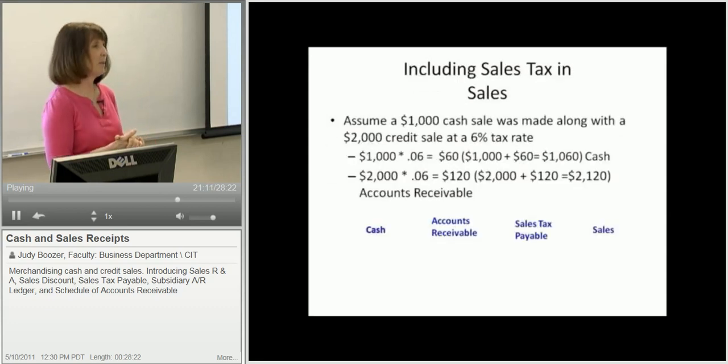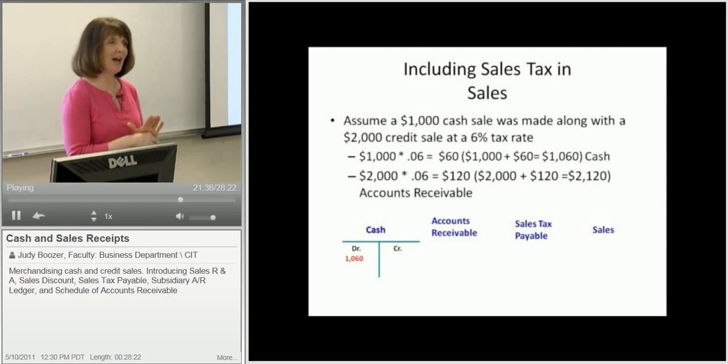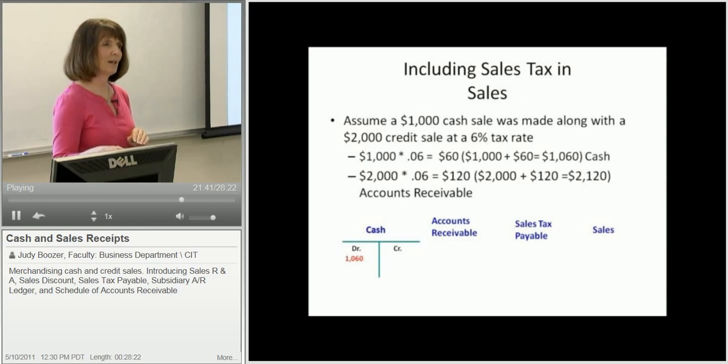So here's an example of a transaction. A $1,000 cash sale along with a $2,000 credit sale at a 6% tax rate. First of all, we just need to multiply times the rate to get the amount of the tax, and that's necessary. And then we have to add. Why have we done these separately, by the way? Why didn't I just do it for the total sale?